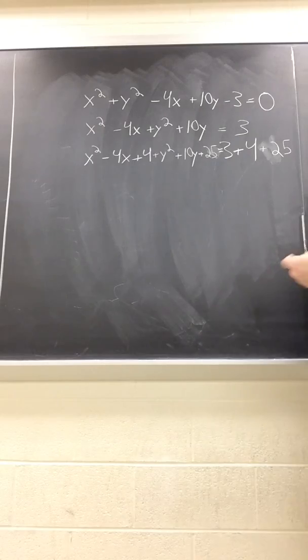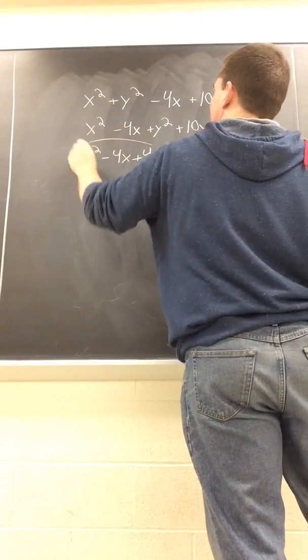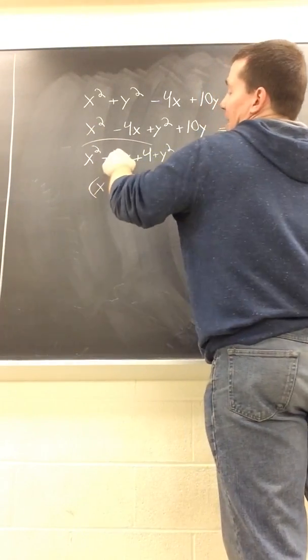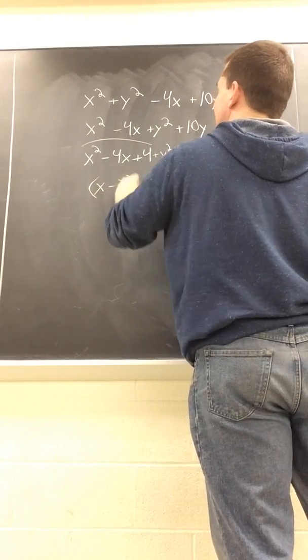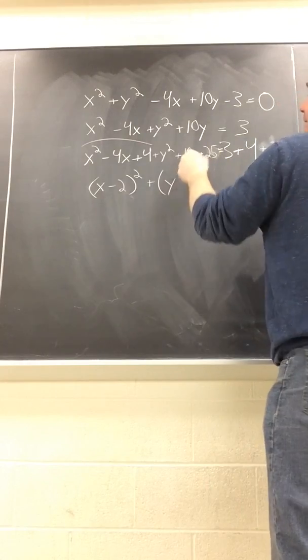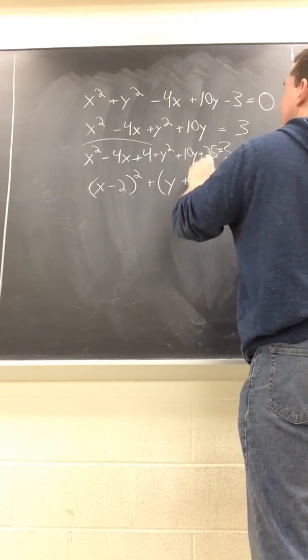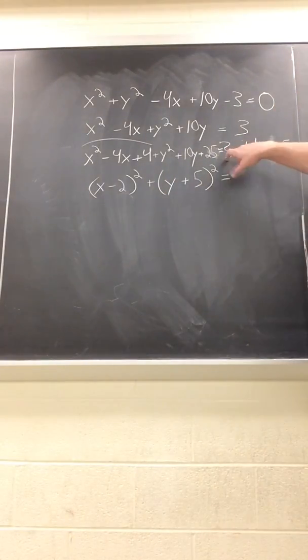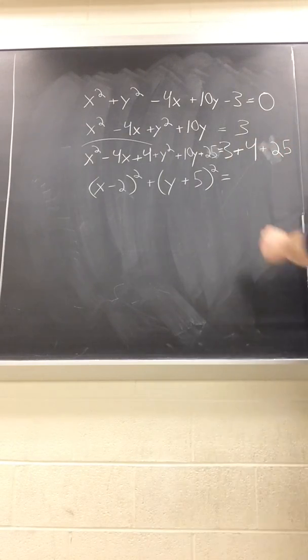Now factor and simplify everything. Here should be a perfect square. Half of -4 is -2, so it's x minus 2 squared. Here should be a perfect square. Half of 10 is 5, so it's y plus 5 squared. Equals 3 plus 4 is 7, 7 plus 25 is 32.